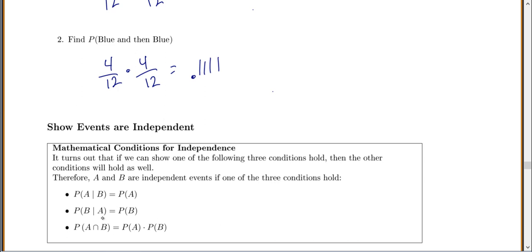Or you can check the probability of the intersection. So you find the probability of the intersection. You also find probability of A times probability of B. If it's the same, then you know your events are independent.